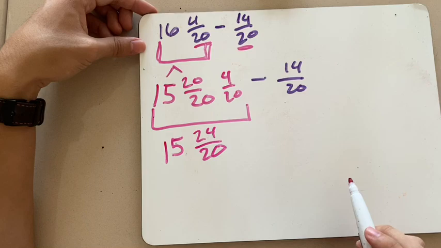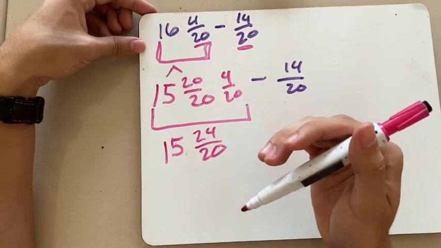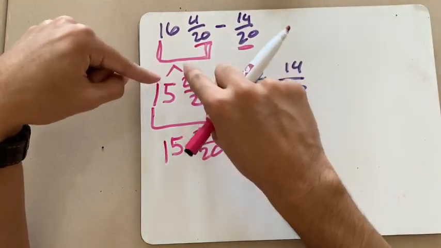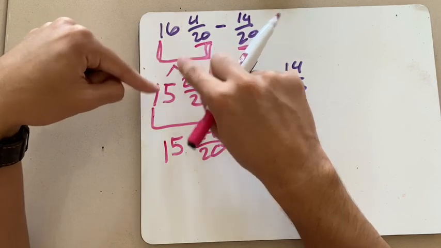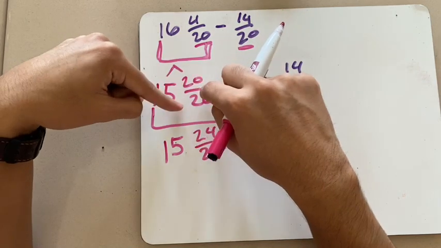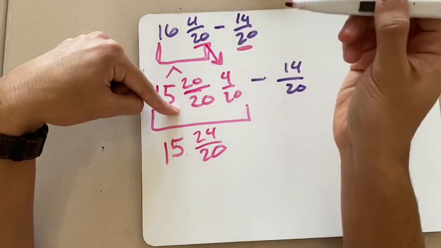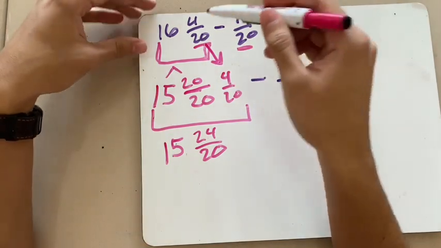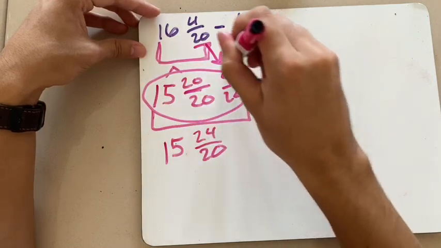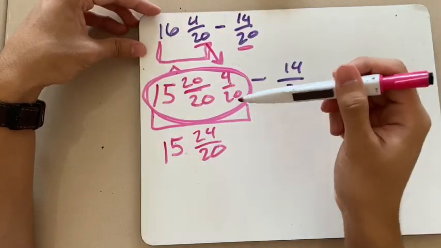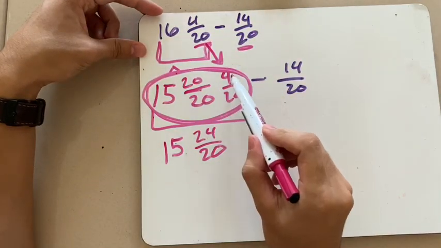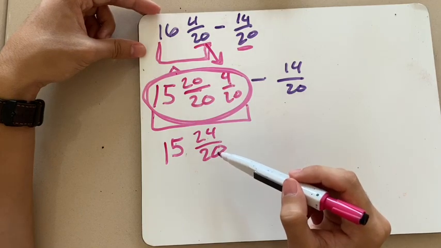I could go ahead and do that, right? Let me go ahead and explain that part again. So I broke apart my 16 into 15 and then 20 over 20. And then I just brought down this guy, the 4 over 20. And I'm noticing because this is all one fraction, I went ahead and combined the 20 and the 4, so now I have 24 over 20.